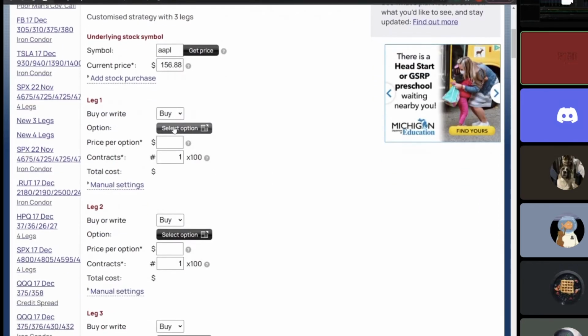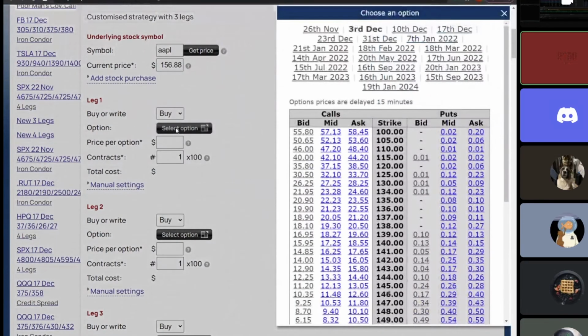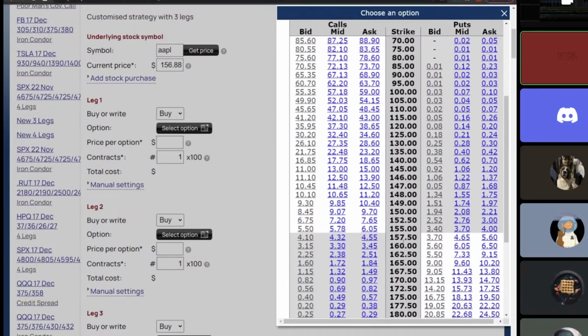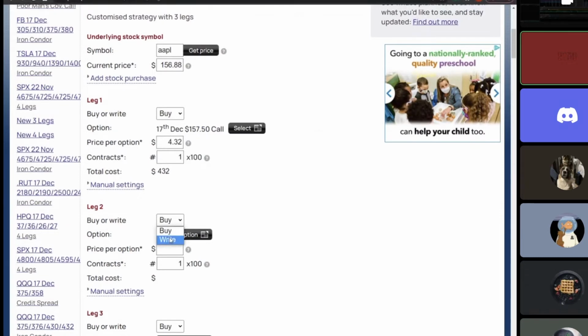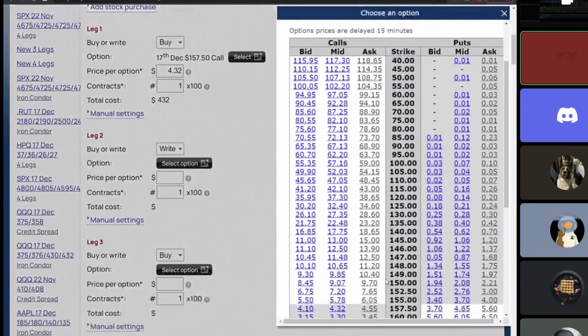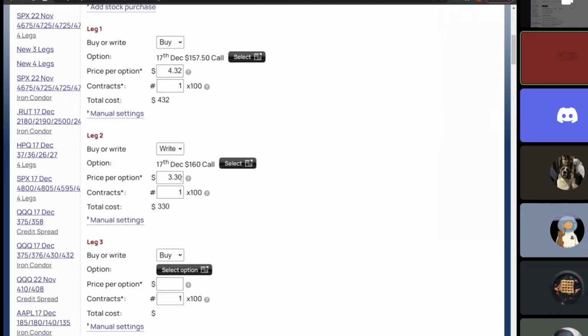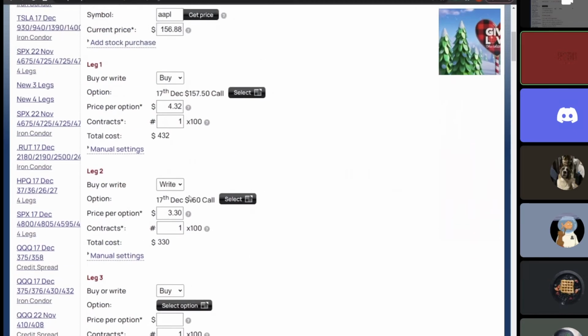So we're going to pop in Apple. Let's say Apple's got a support area at 160, right? I don't think it's going to come lower than 160. So in this case, I could go December 17th. I think 160 is the top area right there. So I'm going to buy the 157. I'm going to sell an option, I'm going to sell the 160. My whole purpose here is to collect premium. 4.32 minus 3.30, right? So now I have $1.02 in premium right there.